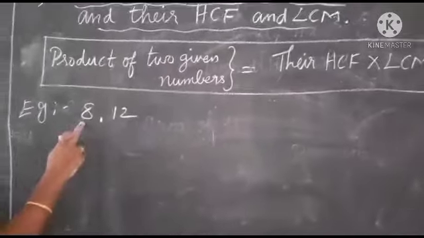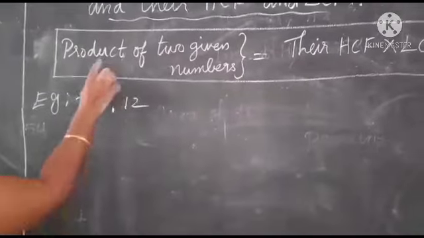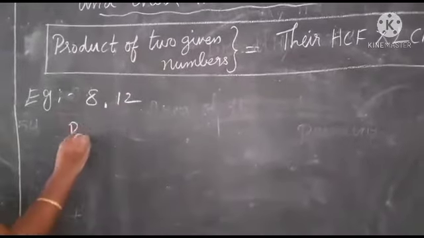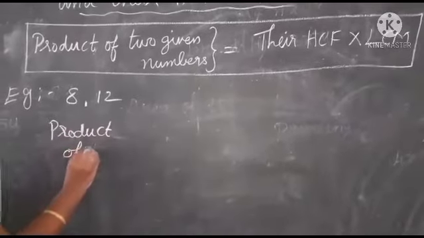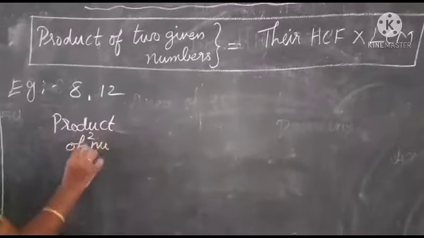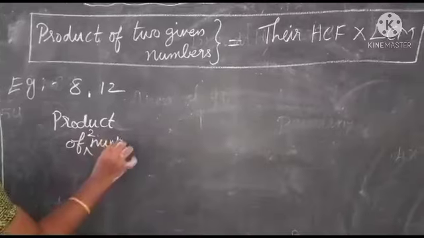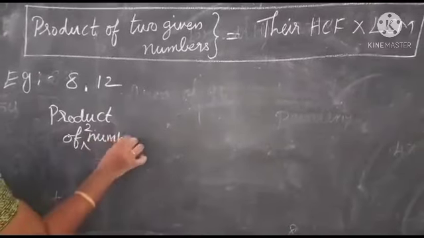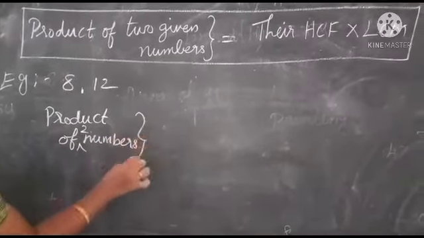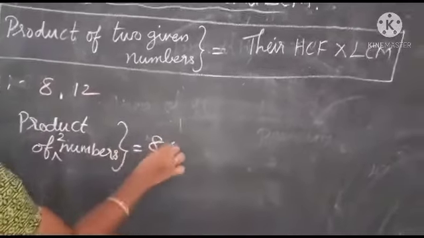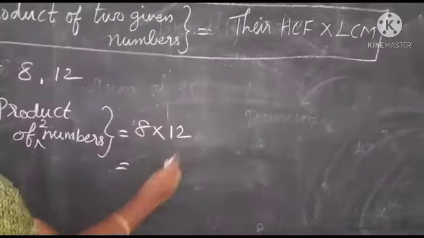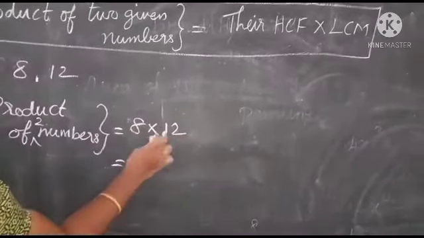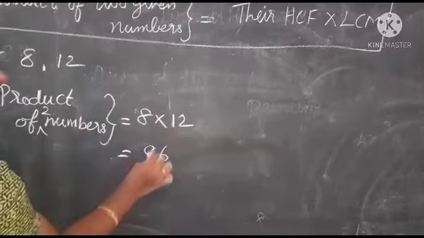See the numbers 8 and 12. We take the product of the 2 given numbers. First, the product of 2 numbers. So what is the product here? 8 into 12. 8 2s are 16, write 6, balance 1. 8 1s are 8, plus 1 is 9. So 96.